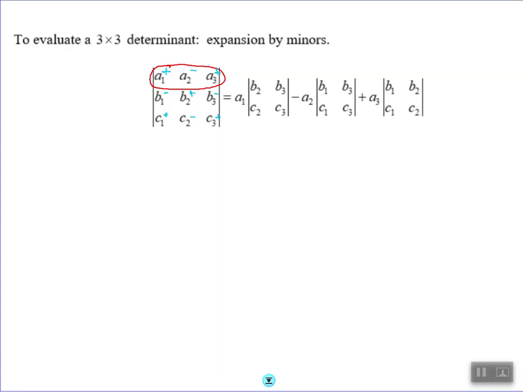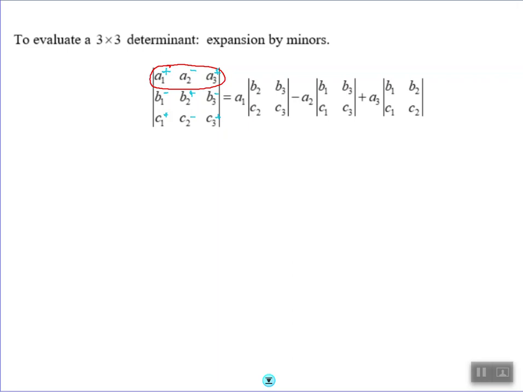Then lastly, if I continue along this first row that I chose, I have A3, and I assigned that a positive, so I have plus A3. And then if I cross out the row and the column that A3 is in, I'm left with B1, B2, C1, and C2 as my smaller 2 by 2 matrix. So this is the algorithm for finding the determinant of a 3 by 3 matrix using expansion by minors.